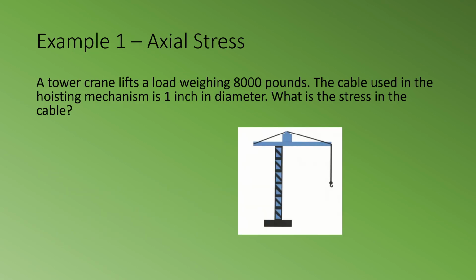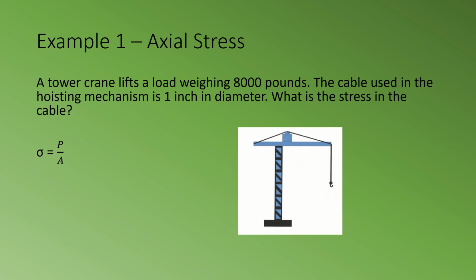Here in example 1, we'll be going over axial stress. A tower crane lifts a load weighing 8,000 pounds. The cable used in the hoisting mechanism is 1 inch in diameter. What is the stress in the cable? Note, the stress in the cable is a tension stress, as the load it is lifting is pulling on the cable. So first we have our simple stress formula, which is sigma equals P over A.